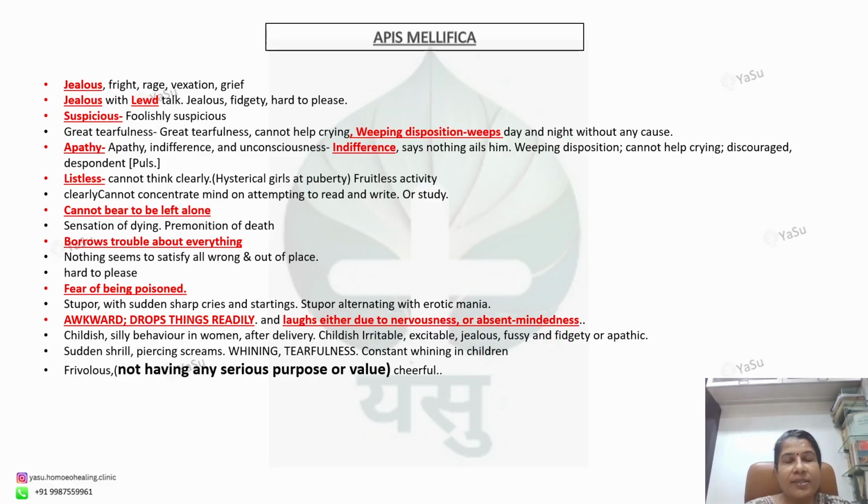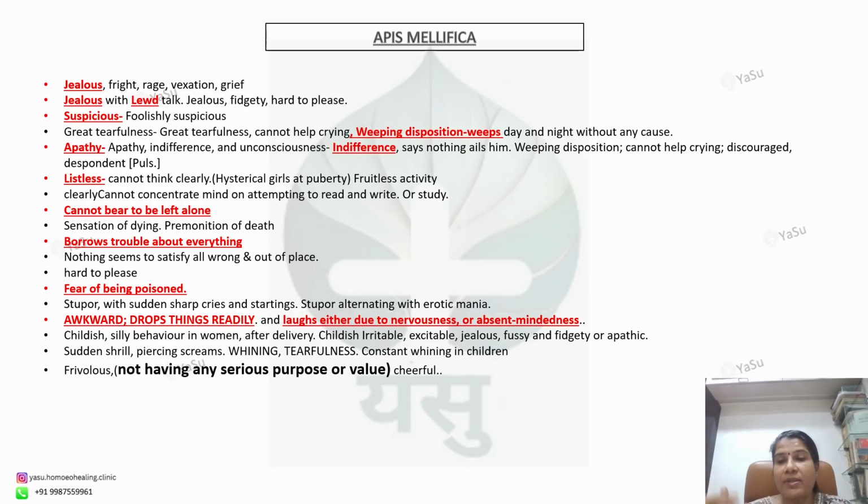Now, great tearfulness. See, Apis says weeping tendency, weeping disposition. So great tearfulness, cannot help crying, weeps day and night without cause. Patient will say कि कुछ भी कारण नहीं होता है, वैसे ही रोना आ जाता है मुझे. Apathy, indifference, and unconsciousness, says nothing ails him. Weeping disposition, cannot help crying, discouraged and despondent. Now, listless, cannot think clearly, hysterical girls at puberty, and fruitless activity, cannot concentrate mind on anything, attempting to read or write or study, cannot concentrate the mind.